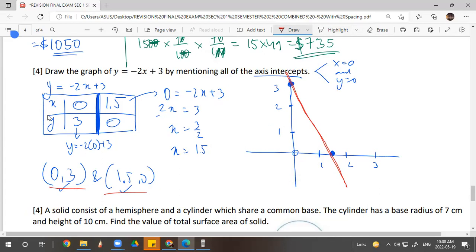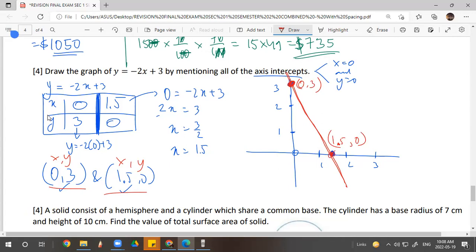Okay, this is always the case. Wait, sir. Yes, Karin? How do you find the points you're drawing? How do I find it? Okay, I put 0, 3 here, right? And I put 1.5, 0. And then I just connect the dots.